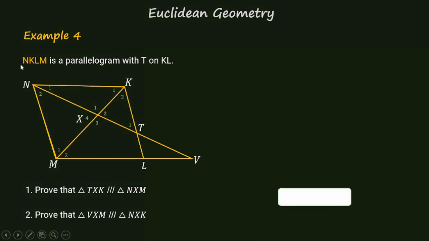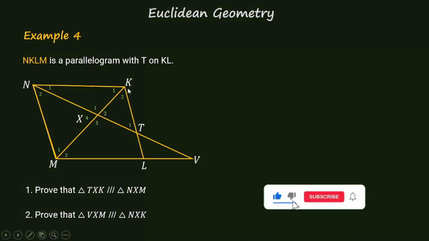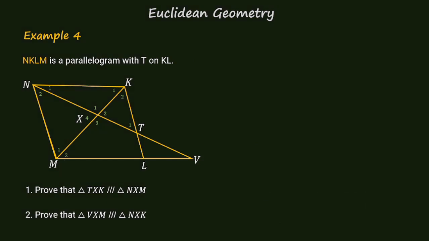In this example, we are given that NKLM is a parallelogram with T on KL. Remember what a parallelogram is. A parallelogram is any four-sided shape whose opposite sides are parallel to each other. So in this problem, since NKLM is a parallelogram, we know that NK is parallel to ML and KL is parallel to NM. So we know the opposite sides are parallel to each other.